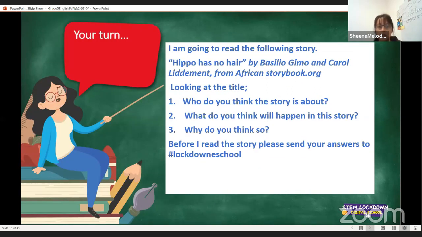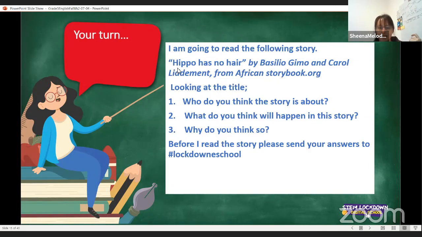So these are the three questions that I'm going to go to now. I'm going to read you the following story. Hippo Has No Hair, written by Basilio Guimo and Carol Liddermont from africanstorybook.org. If you go to the site, you can find a lot of stories there that are very colorful and very nice to read.